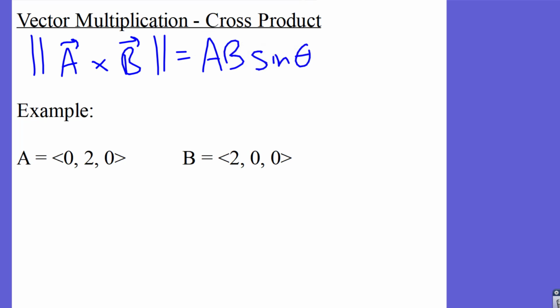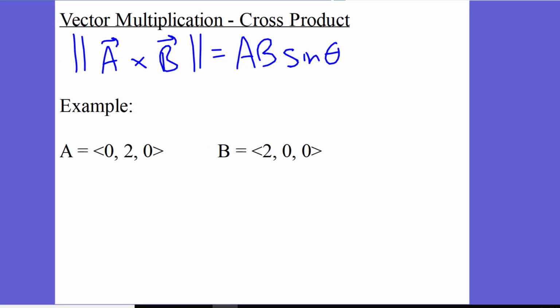Let's take a look at this example. You can see vector A has 0 in the x, 2 in the y, 0 in the z. B has 2 in the x, 0 in the y, and 0 in the z. Can you guess what? They don't have anything that is different, do they? So if we did this on our calculators using matrices, we would find that the cross product of this example would be equal to 0.